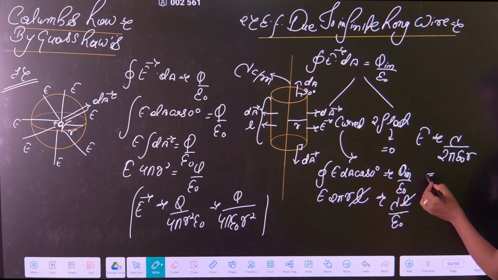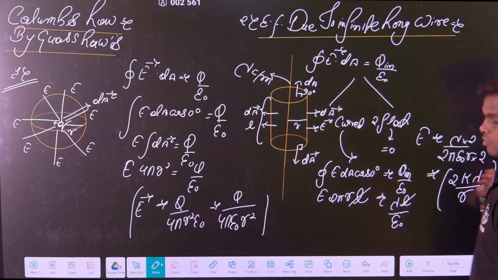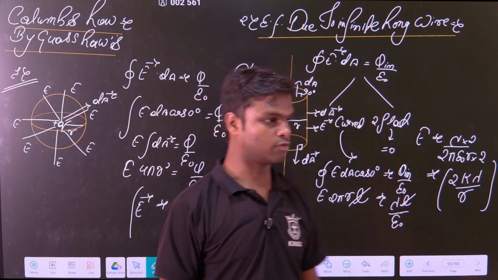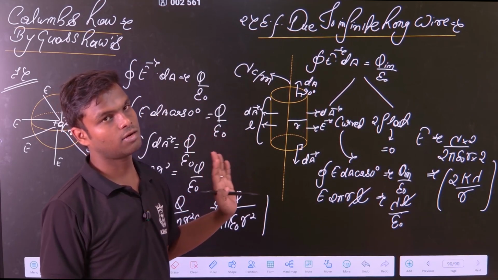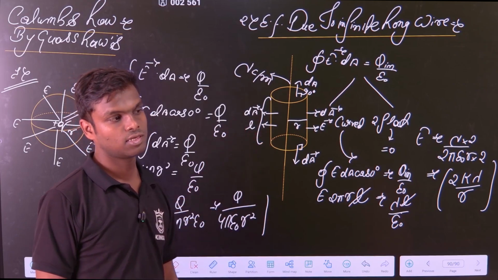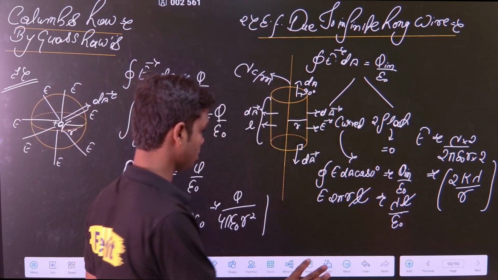Now just do one thing: multiply by 2 in both numerator and denominator, and you will get 2k lambda by r. So that is the electric field. We knew this electric field earlier also, and now we have proved it by Gauss law: the electric field due to an infinitely long wire at a distance r from its axis is equal to 2k lambda by r, correct? Any doubt here?